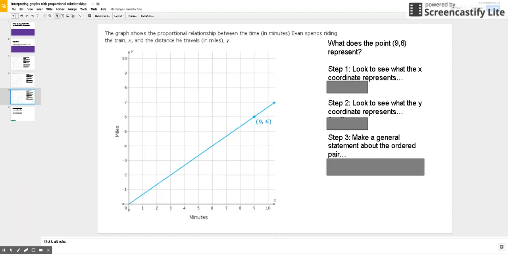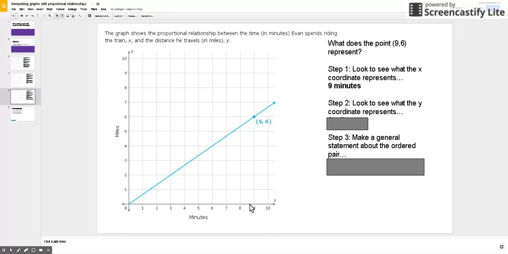And here is our last example. The graph shows a proportional relationship between the time in minutes Evan spends riding the train, that's along the x-axis, and the distance he travels in miles, that's along the y-axis. We want to figure out what the point (9, 6) represents. So 9 is our x-coordinate. If we go across 9, that represents 9 minutes.